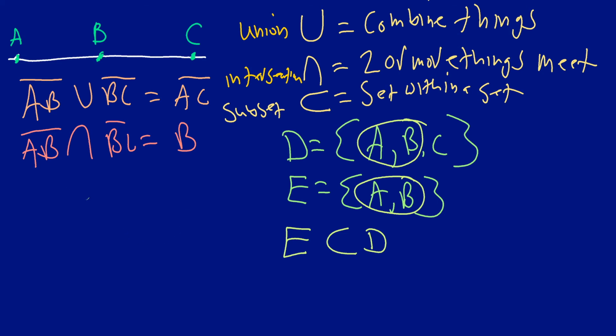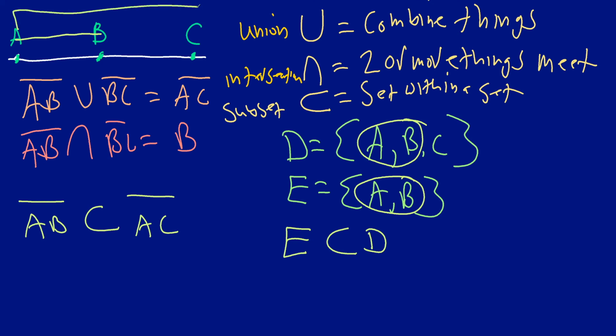Now, if we want to go back over here to my example, we can also write it as follows. So I got ABC, as you can see here, and I can say line segment AB is a subset of line segment AC. In other words, AB going from here to here is contained within AC going from here to here. That's kind of what's happening. And so you can see how this kind of lines up.